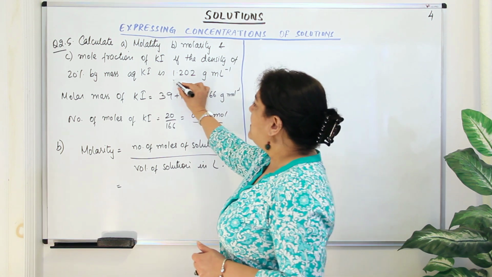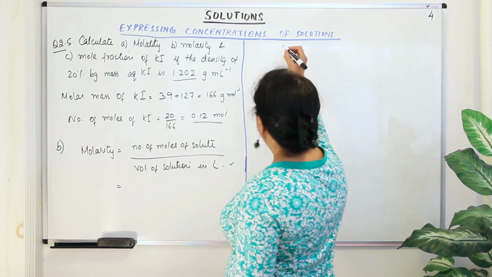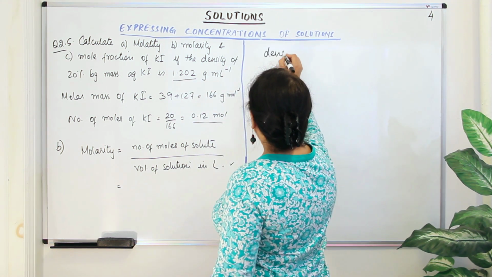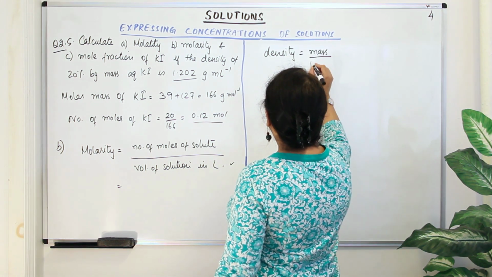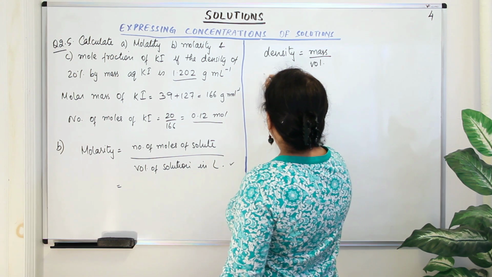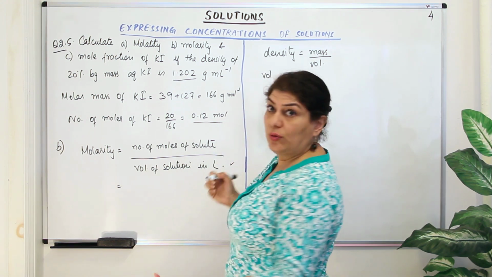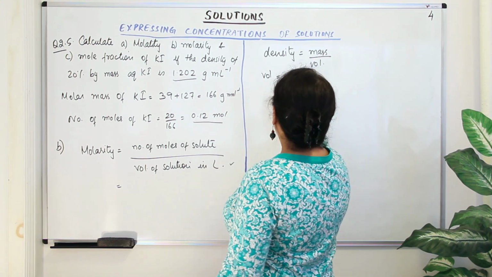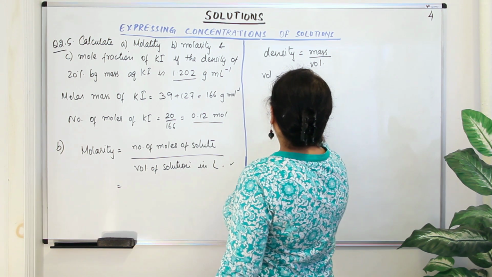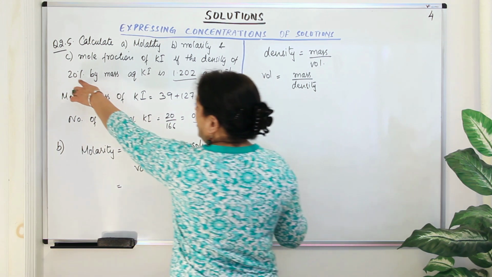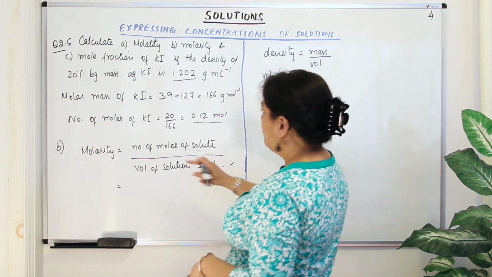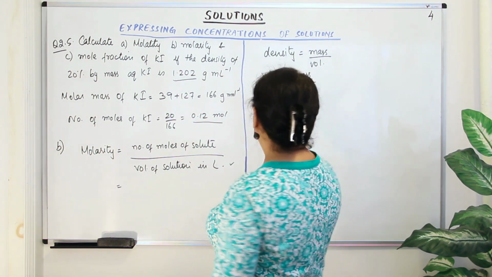We've been given density. So what is density? Density is equal to mass upon volume. So from this you can calculate volume. Volume is equal to mass upon density. Now what is the total mass of the solution? 20 plus 80, 100 grams. We assume the mass of the solution to be 100 grams.